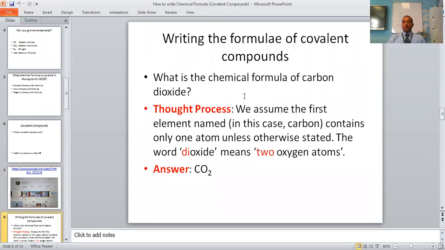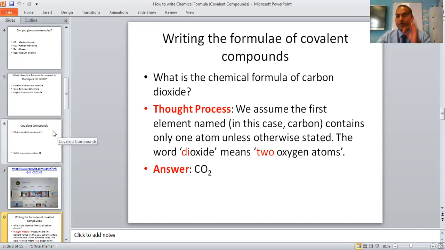So writing the formula of covalent compound. What is the chemical formula of carbon dioxide? As this is a very common compound, so most of you know carbon dioxide, the answer is CO2. So let us learn how we start to think to get this answer. We assume the first element named, in this case carbon, contains only one atom, unless otherwise stated. The word dioxide means two oxygen atoms. That's how we build the idea of carbon dioxide.